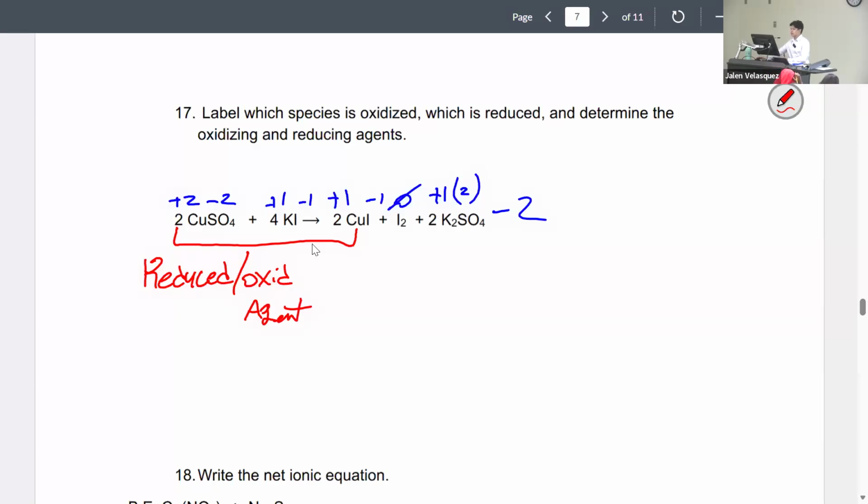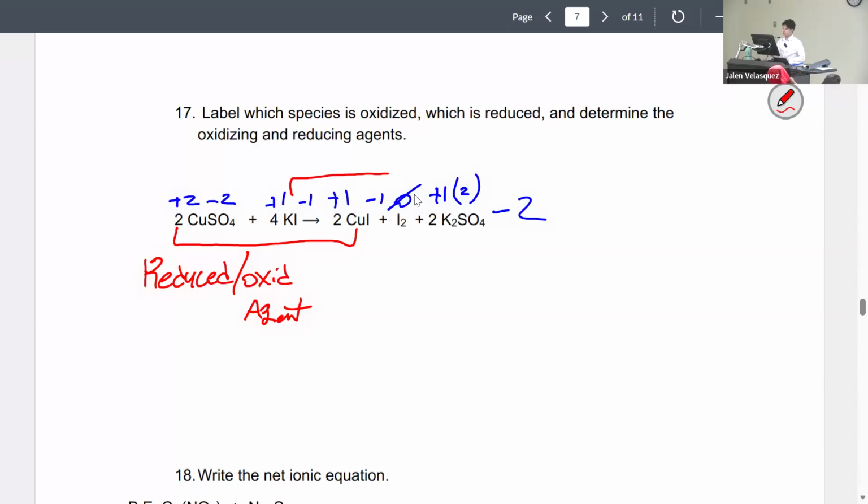What element should we look at next? To compare. What should we look at next? So we should look at iodine and not potassium, right? Because look at potassium. Does that change from one side to the other? No, right? It's +1 here, and it's also +1 here. There's just 2 of them. But iodine, it's -1 here and it's 0 here. So we're going to compare iodine.